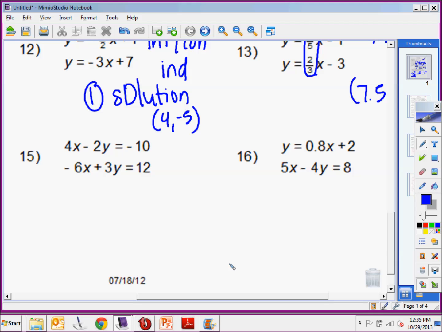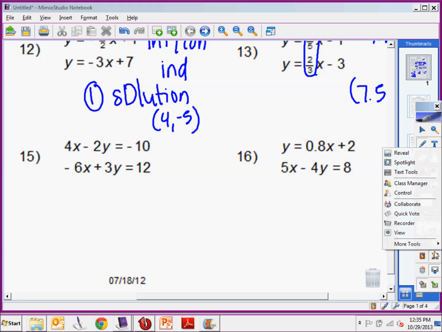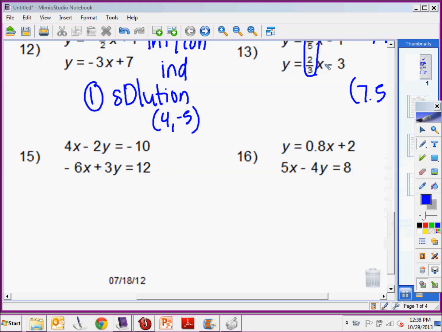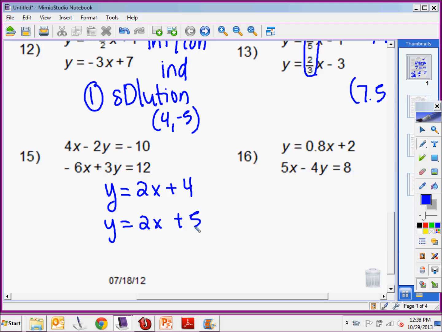All right, 15. What do we need to do? You gotta simplify. So you gotta add to each side. I need to get y by itself. So you gotta divide by -2. I'm going to wait for y'all to get y by itself and tell me what it is. The equations were parallel. And how do we know they're parallel? Because they have the same slope.